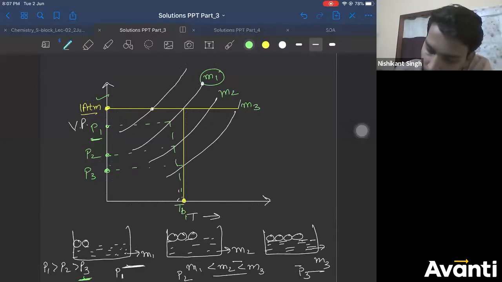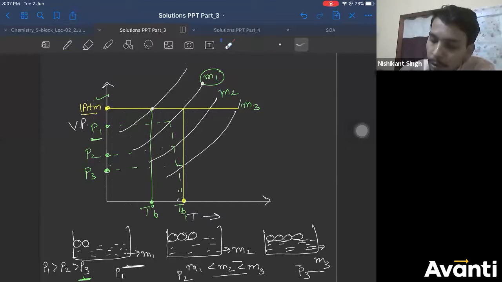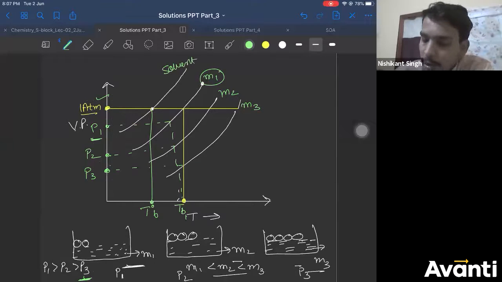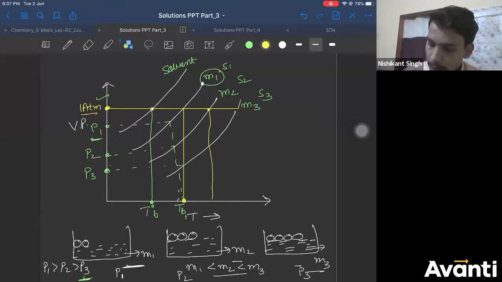Let us draw the graph for solvent also. This is the solvent T naught B, right? So this is the boiling point of solvent, because at this temperature, vapor pressure of solvent becomes equal to 1 atm. Let us write, this is solvent. This is solution 1, solution 2, solution 3, correct? Now, what I have done here is, I'm plotting the perpendiculars.